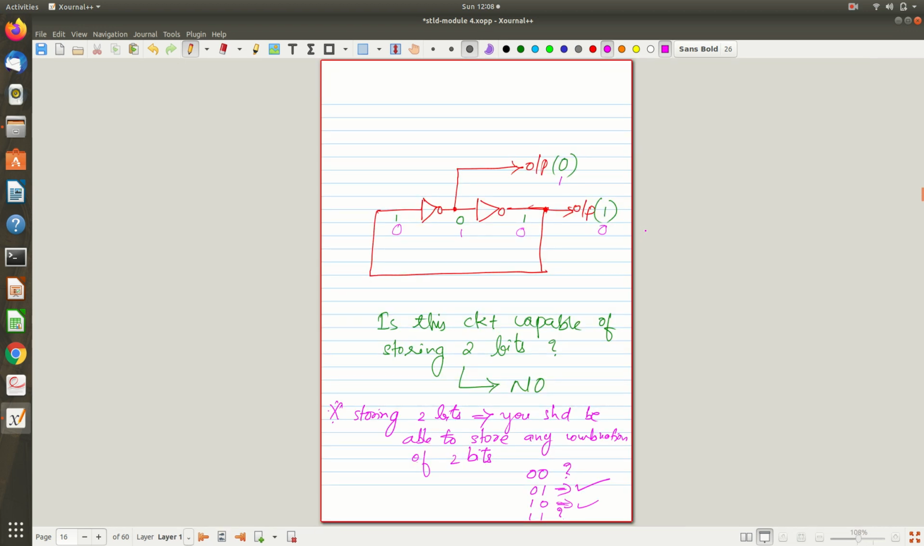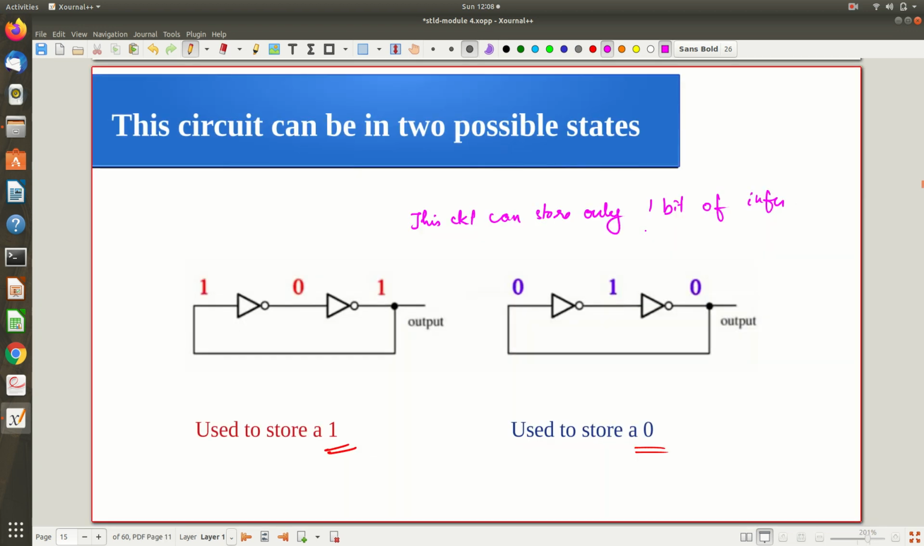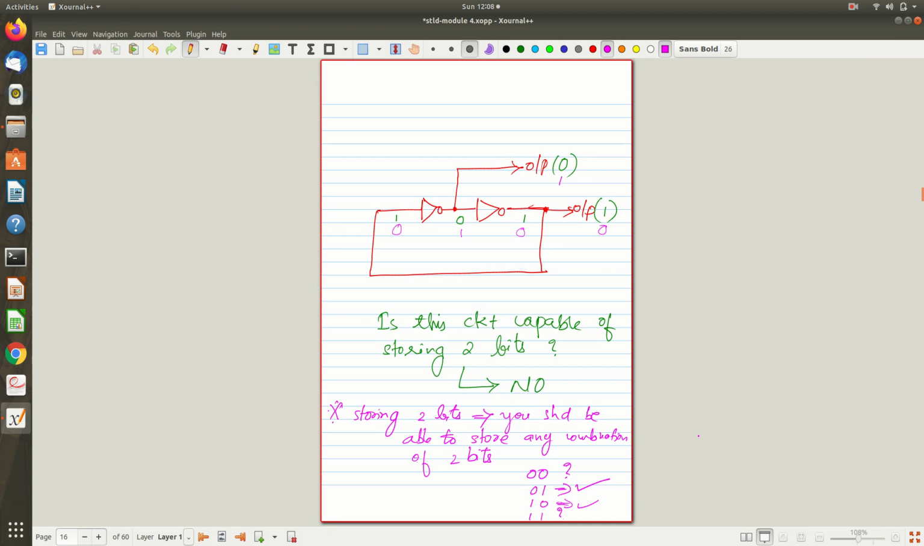Now see, the circuit is not storing 2 bits, that is fine, but the main problem here is there is no facility for user input. There is no way for us to feed the user input. So can I modify the circuit in such a way that it can take the input from the user also? That is the question.